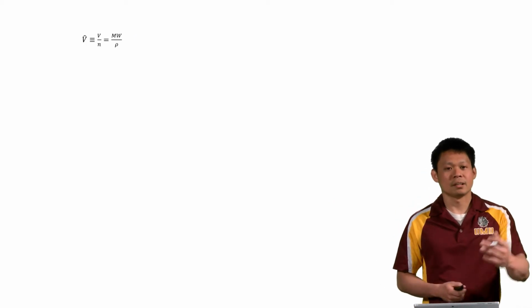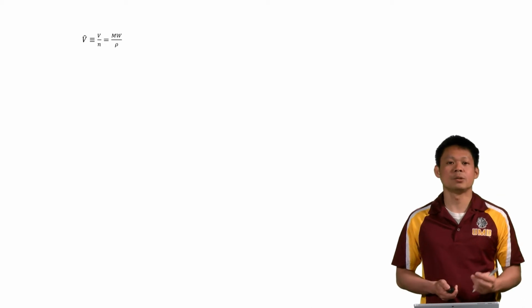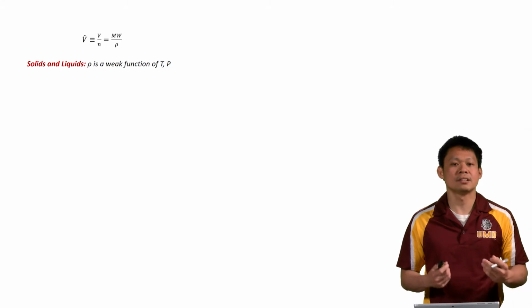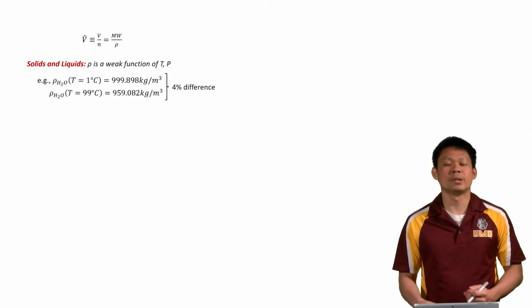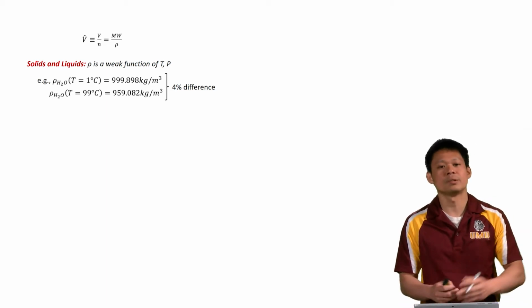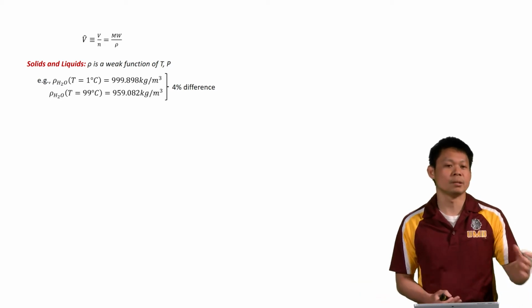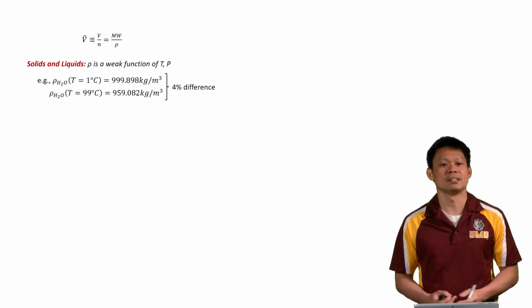So going back here, I'm just repeating the equation for a specific molar volume. We're going to look at solids and liquids first and then start to look at gases. In solids and liquids in general, density is a weak function of temperature and pressure. By way of illustration, for example, we have the density of water at 1 degree C and density of water at 99 degrees C. So we're spanning almost the entire range of temperatures where water is liquid, right above freezing and right below boiling. And you can see by the density values that going across this entire temperature range, you are only looking at a difference of about 4% in your density values.